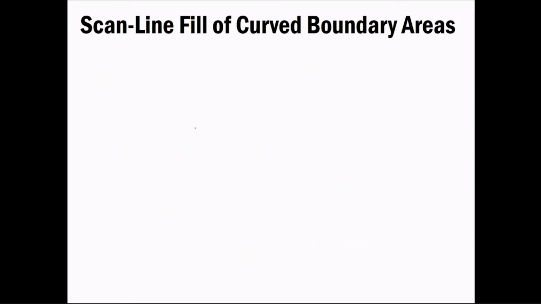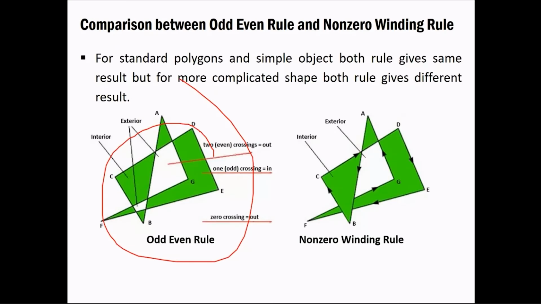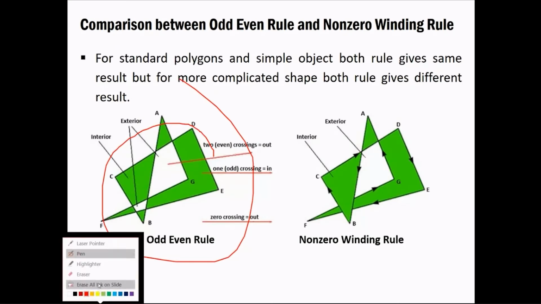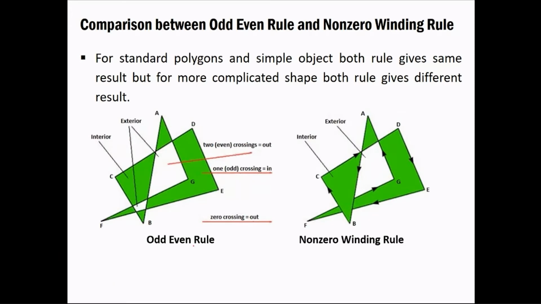Okay, so now we have two shapes over here. The first case is for the odd even rule, the other is for the non-zero winding rule. Now we have such portions in our example where we need to make the decision, and as you can see over here, for this particular region we'll be having different results for different algorithms, as we have seen. So first of all we will consider this.